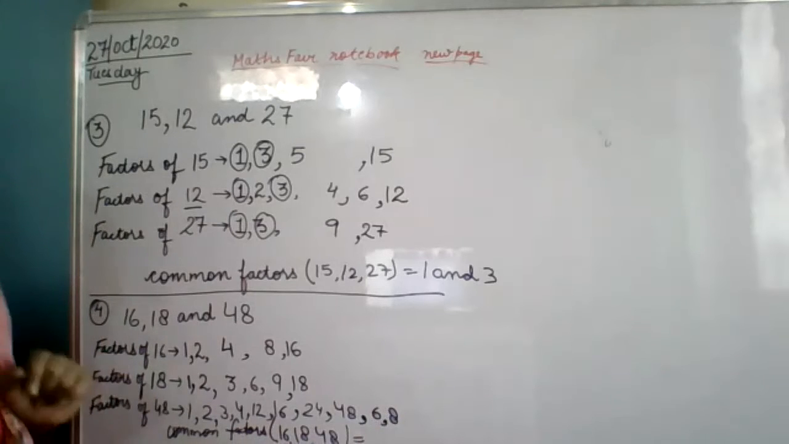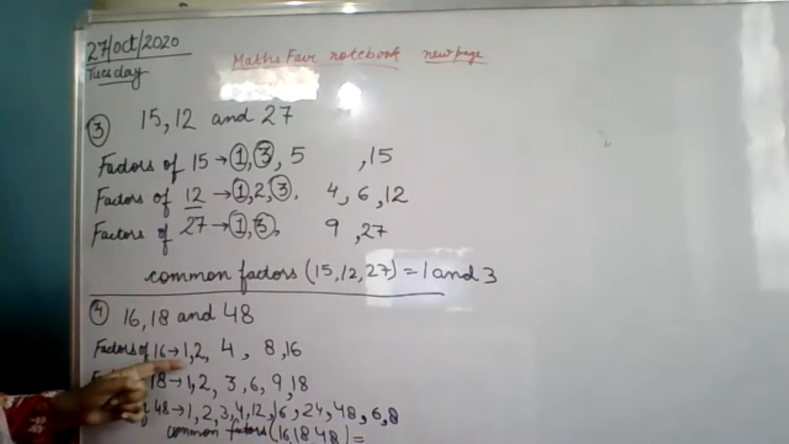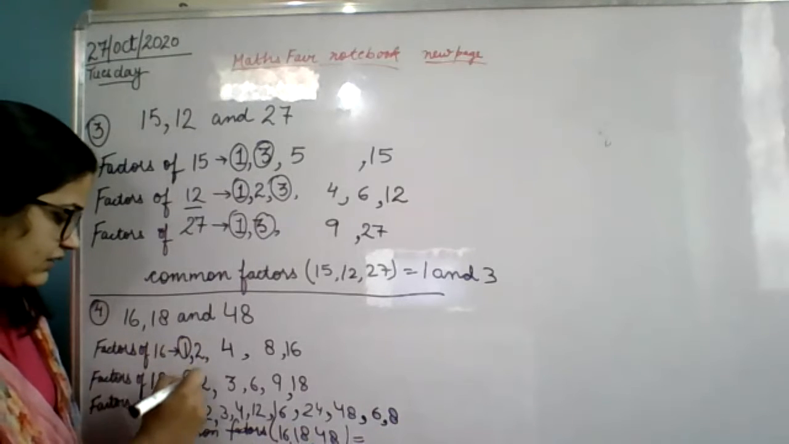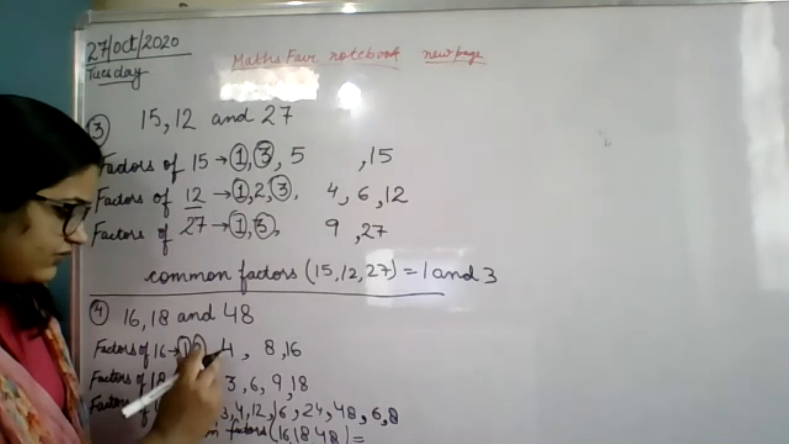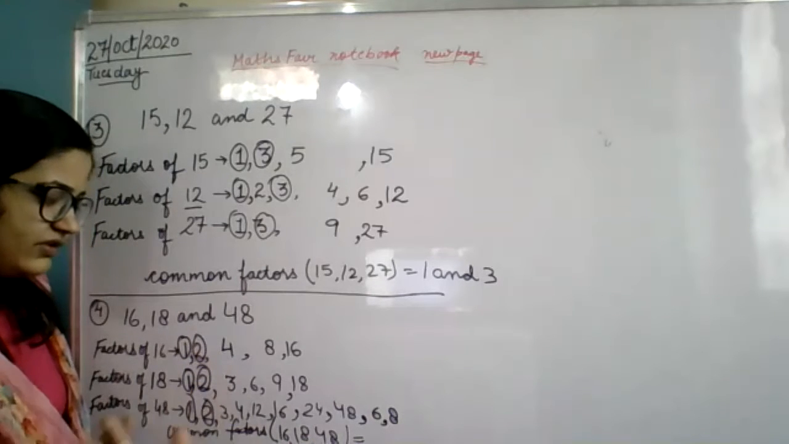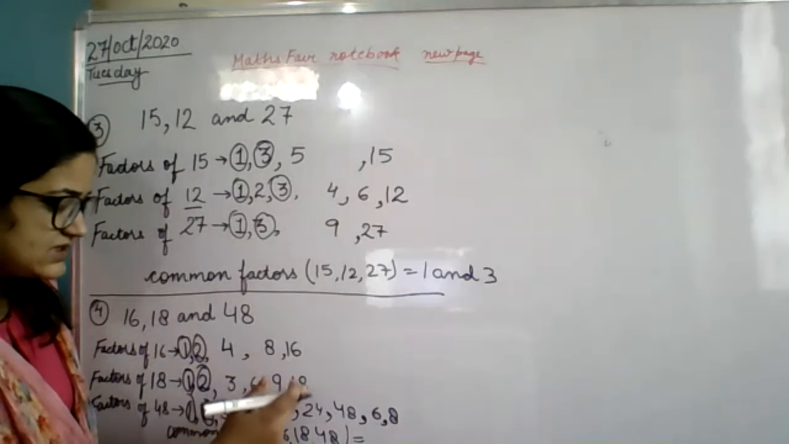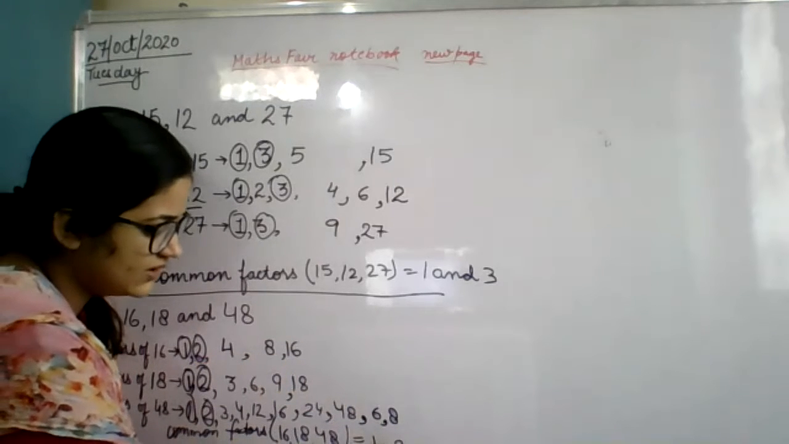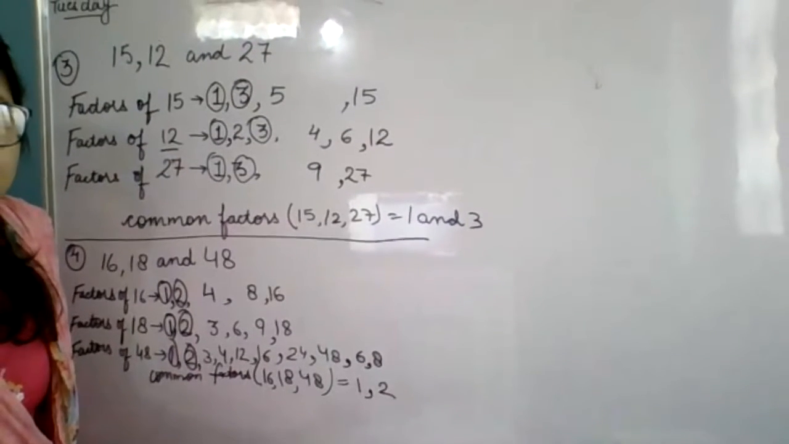So, the number which has the least number of factors, we check with that one. 1 is there, 1 is there, 1 is there. So, we will circle this 1, 1, 1. 2 is here, 2 is here, 2 is here. 4 is not here, 4 is here. So we will not mark 4. 8 is not there, 8 is not there. 16 is there, 16 is not there, 16 is not there. So 1 and 2 are the common factors.